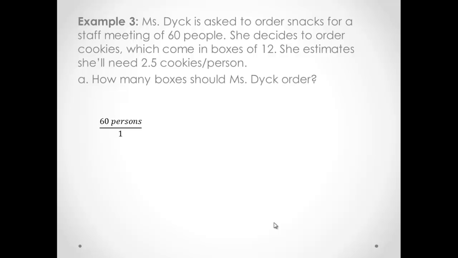I just wrote it over 1 to represent this as a fraction. Any number over 1 is still the same number, because we were using these conversion factors where something's on the top and something's on the bottom written as a fraction. Okay, so if we have 60 people or 60 persons, we know that each person is going to eat 2.5 cookies, right? So now, as you see, our people will cancel out, or our persons will cancel out. We're also told that in each box we get 12 cookies, so now we see also that our cookies will cancel out, right? If you see everything cancel out, what we have left is an answer in simply boxes.